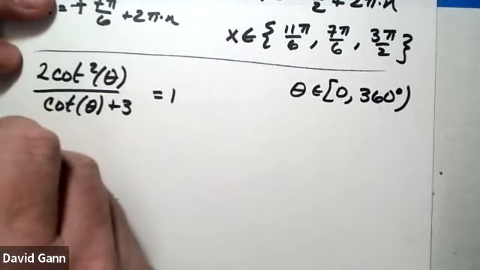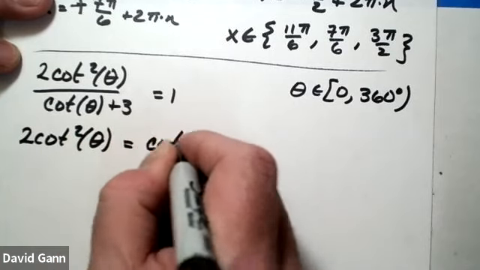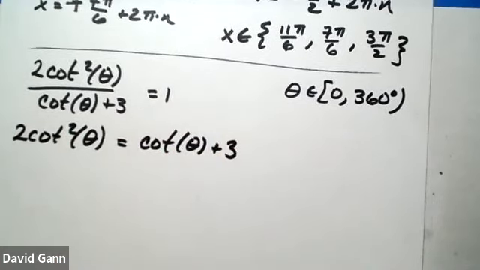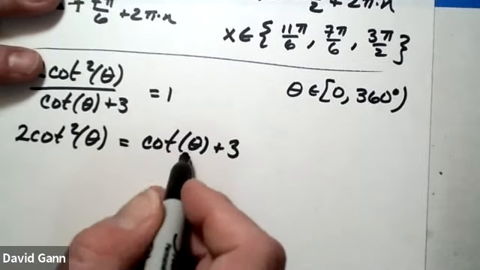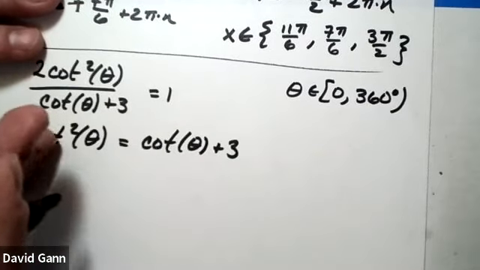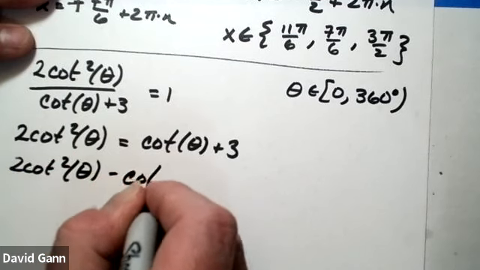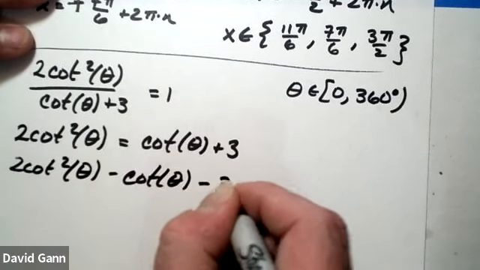What you end up with is an equation: 2 cotangent squared of theta equal to cotangent of theta plus 3. Now this is a quadratic equation in cotangent, and we need to bring to bear the quadratic techniques that we know. So we need it in descending order equal to 0. I'll move these over to here, change the sign. We've got 2 cotangent squared of theta minus cotangent of theta minus 3 equals 0.